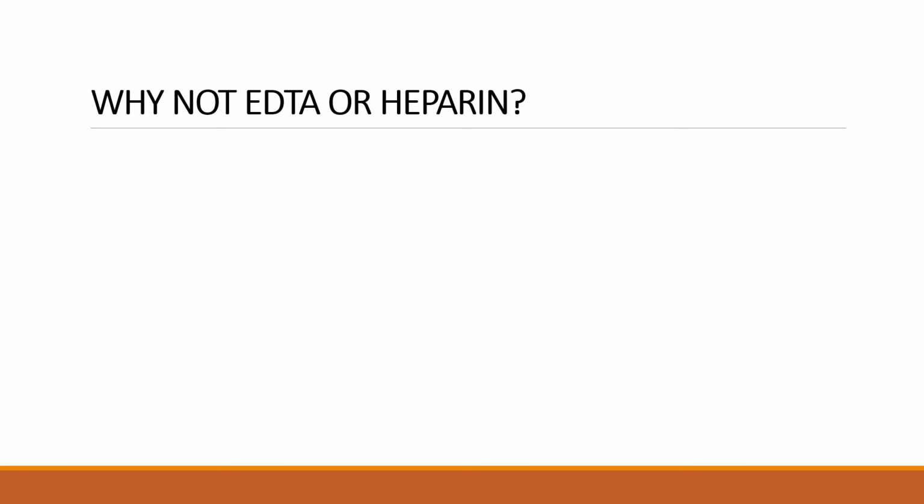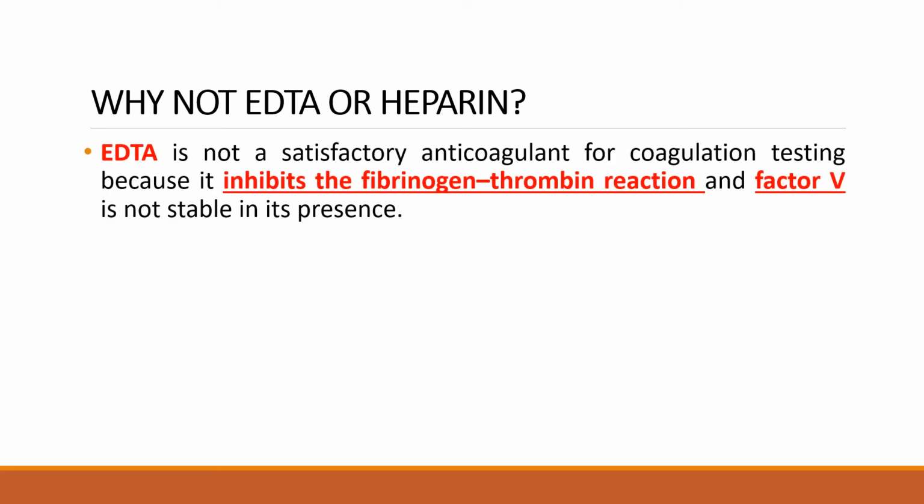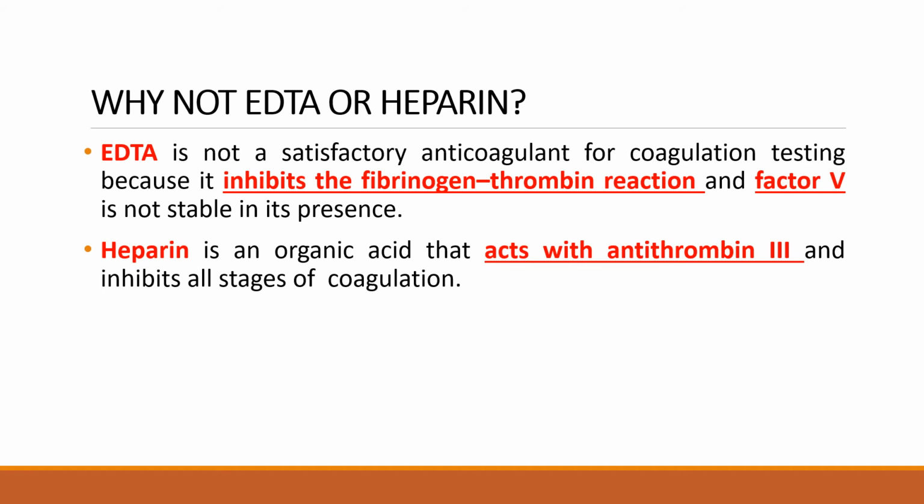So why do we not use EDTA or heparin as anticoagulants for coagulation testing? EDTA is an unsatisfactory anticoagulant for coag testing because it inhibits the fibrinogen-thrombin reaction, resulting in prolonged PT and APTT results. And in the presence of EDTA, factor 5 is unstable. Heparin, on the other hand, has an activity against antithrombin 3, and it has the ability to inhibit all stages of coagulation, which, like EDTA, would result in prolonged PT and APTT results.